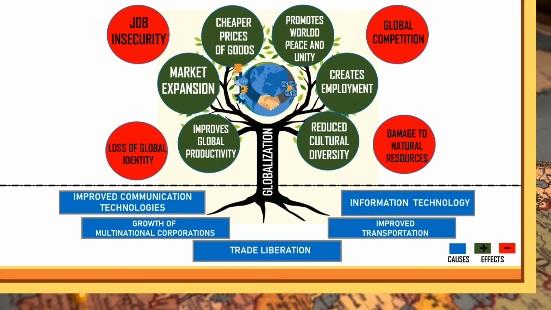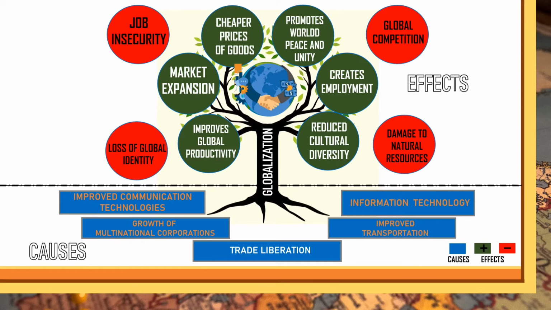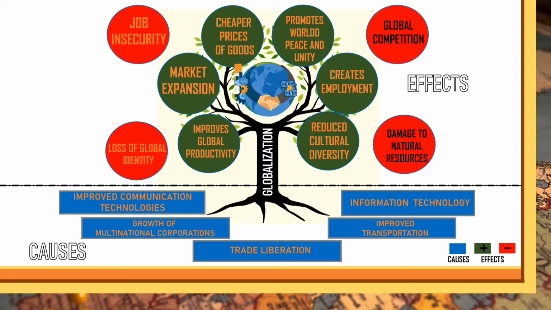We have here the problem 3, which emphasizes the causes and effects of globalization, and it will all be explained as we go further. On the causes, we have improved communication technologies, growth of multinational corporations, information technology, improved transportation, and trade liberalization. On the effects, the green color represents the positive effects: cheaper prices of goods, promotes world peace and unity, market expansion, improves global productivity, creates employment, and reduces cultural diversity. The red color represents the negative effects: job insecurity, loss of global identity, global competition, and damage to natural resources.